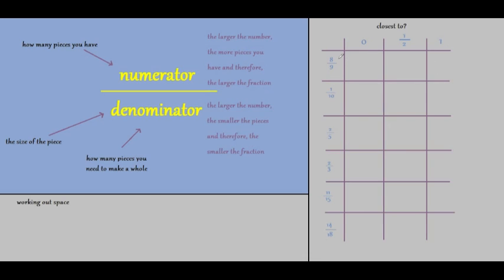So looking back here, what I want to do is have a look at these fractions and work out whether these fractions are closest to 0, a half, or 1 whole. Some of them are quite easy, some of them a little bit challenging.